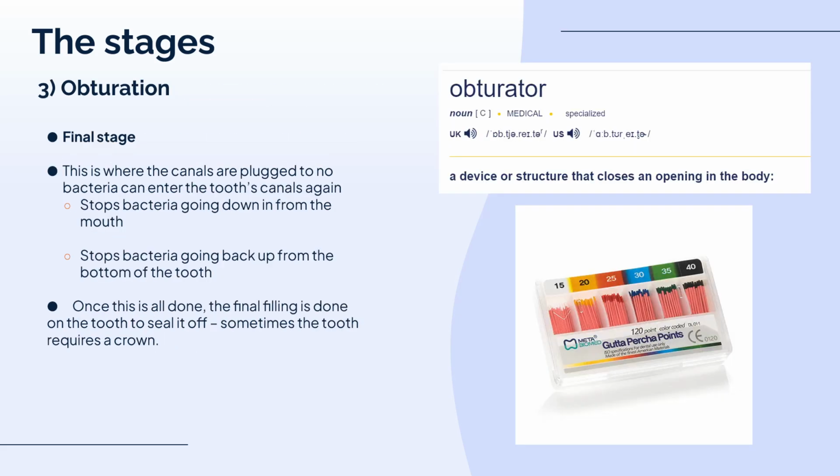Okay, stage 3 is obturation. The definition of obturation is a device or a structure that closes an opening in the body. So when we obturate, we are plugging the tooth. So we're closing the opening, we're closing the canal, so no more bacteria can get in there. So this is the final stage, stage 3, obturation. This is where the canals are plugged, so no bacteria can enter the tooth's canal again. This stops bacteria from the mouth going down into the tooth. This also stops bacteria from the infection coming back up into the canal.